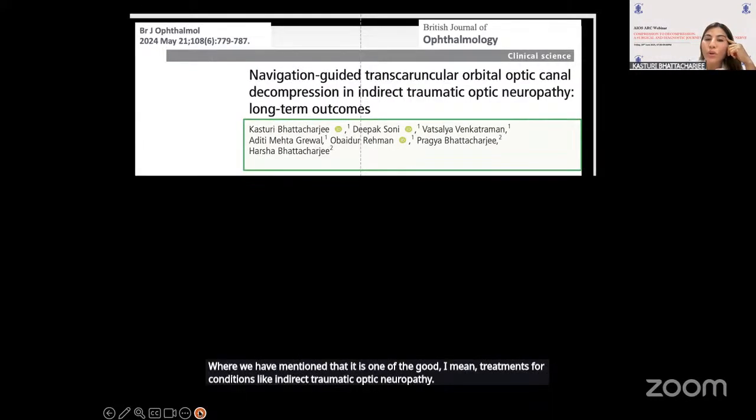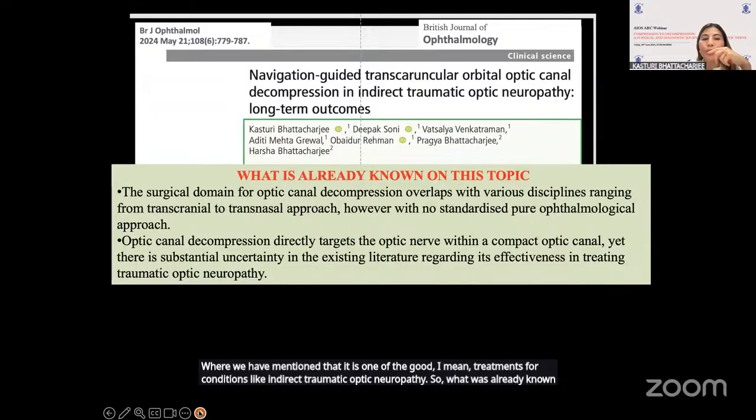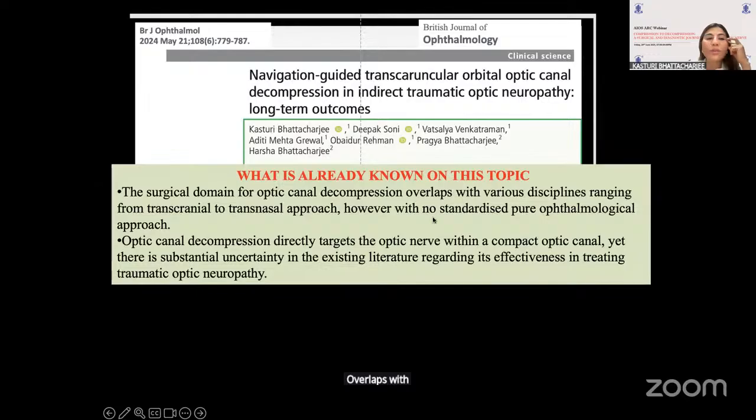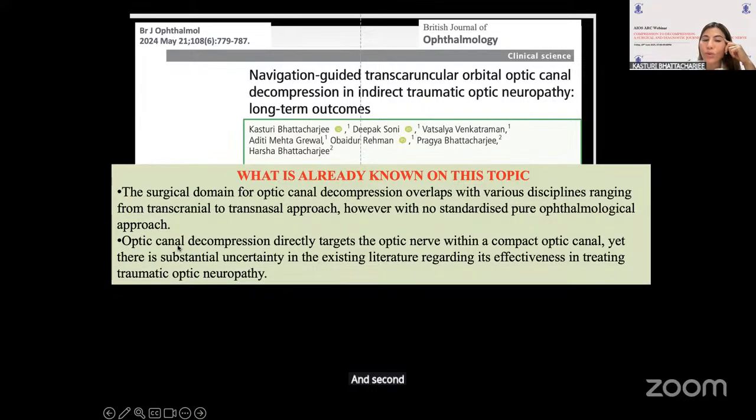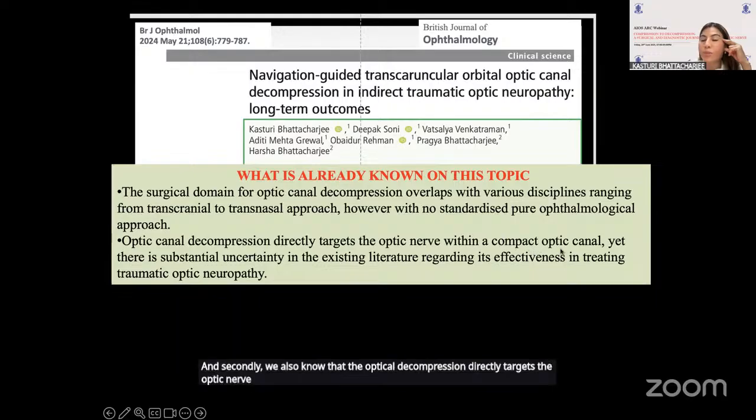So what was already known on this topic? We knew that the surgical domain for the optic canal decompression overlaps with various disciplines ranging from transcranial to transnasal, with no standardized pure ophthalmological approach. And secondly, we also know that the optic canal decompression directly targets the optic nerve within a compact optic canal, yet there is substantial uncertainty in the existing literature regarding its effectiveness in treating the TON.